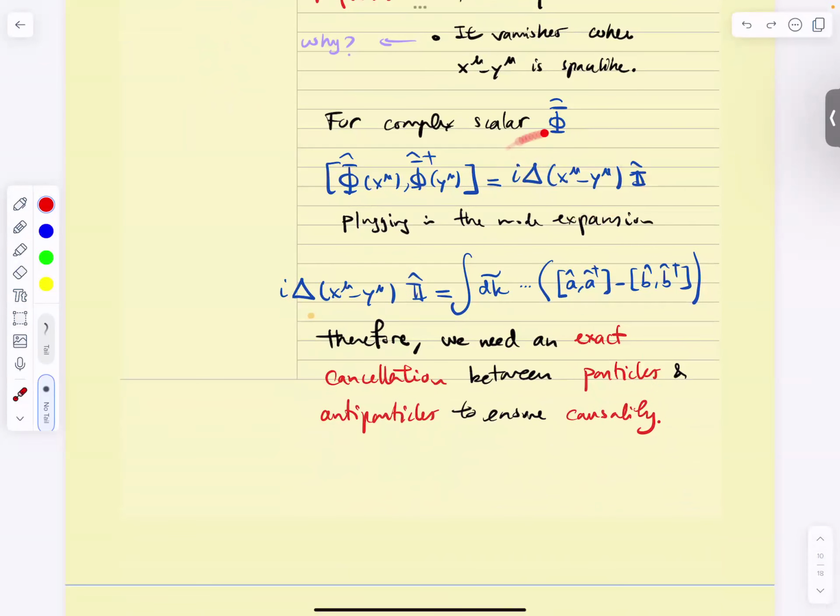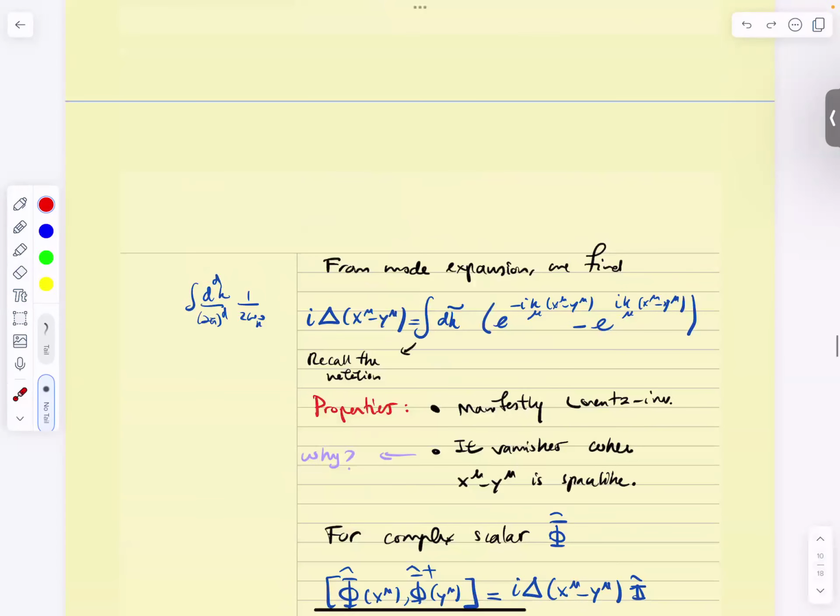Let's consider a complex scalar field phi and phi dagger, and here is my commutator. What does it look like? It looks like the same thing as before. By the way, sorry, I want to make sure that everybody understands where these come from. Is it clear where these come from? Can you see them?